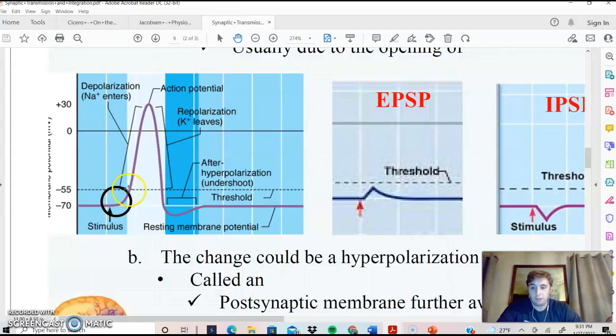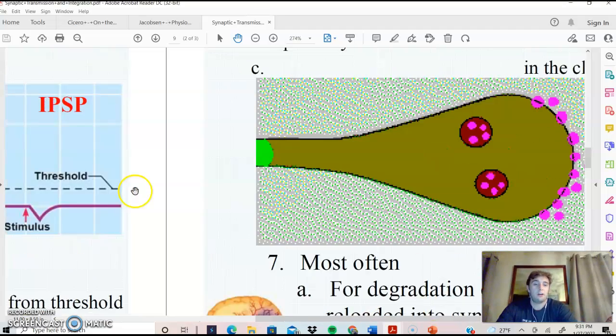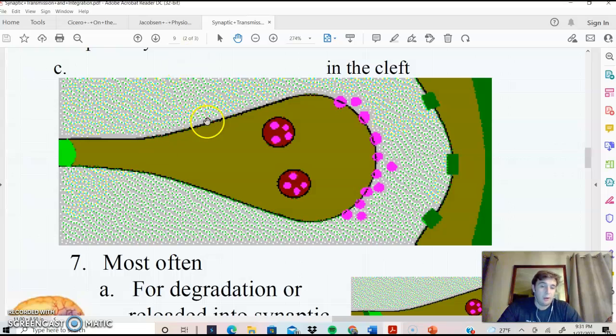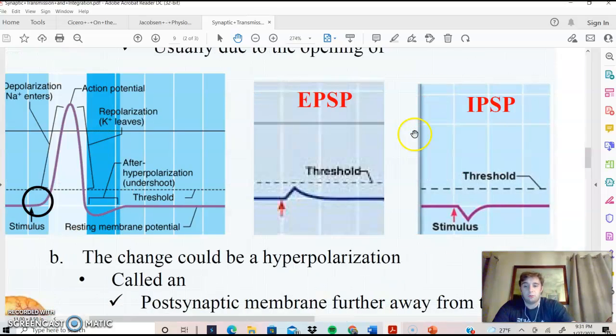Once threshold is reached, there are other channels that are not in this diagram. Now I'm like, why wouldn't this be in the diagram? Because we're expected to know it. It makes no sense. But there are other receptors here that will go off. Once this is chemically activated via the neurotransmitter, there are voltage gated channels that will open up.